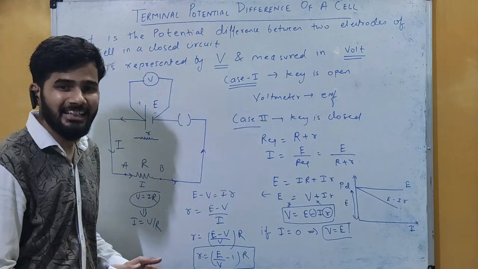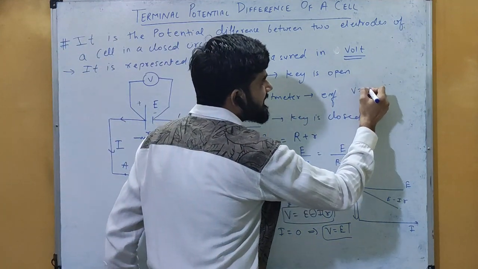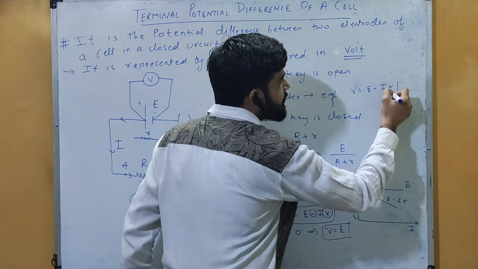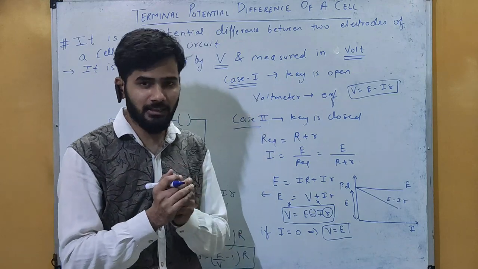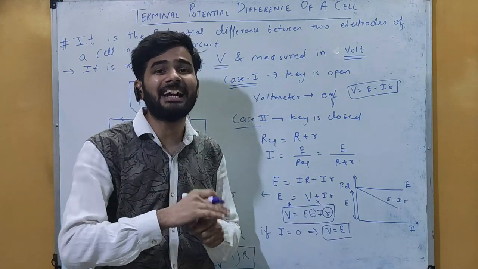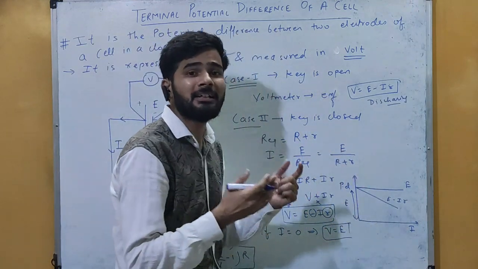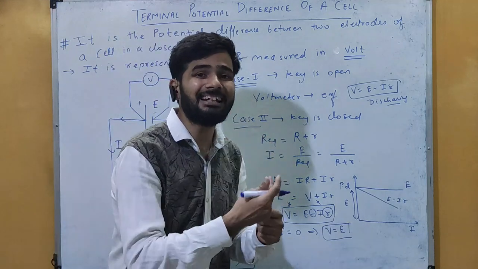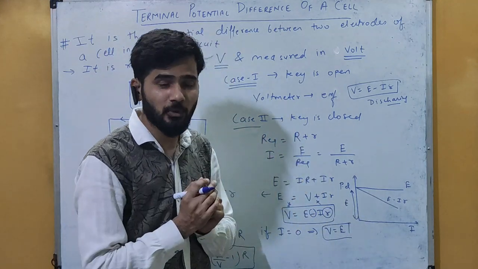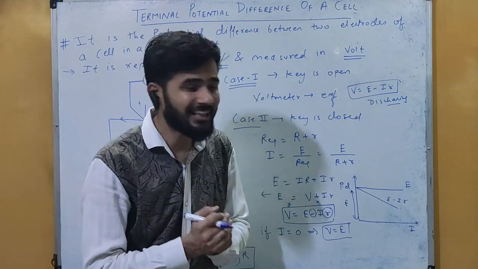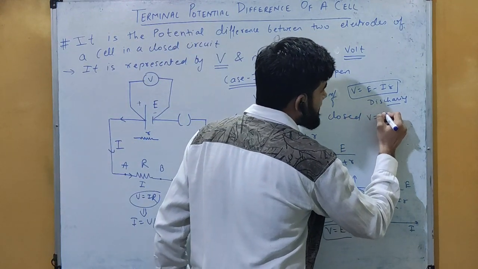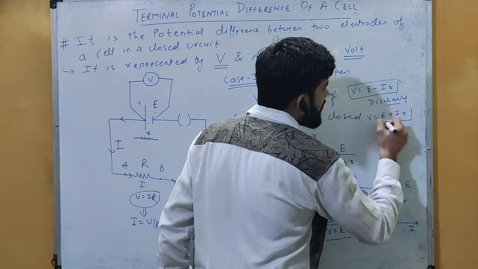Okay, now in this derivation we have derived that V is equal to E minus I into R, and this is when we are drawing current from the circuit. It means that this cell is getting discharged. So this is the equation we have whenever the cell discharges. But when we charge that cell, in that case we can write this equation as V is equal to E plus I into R.